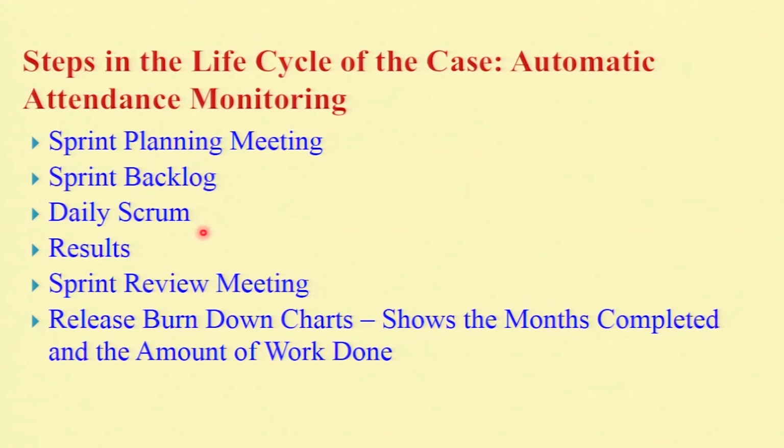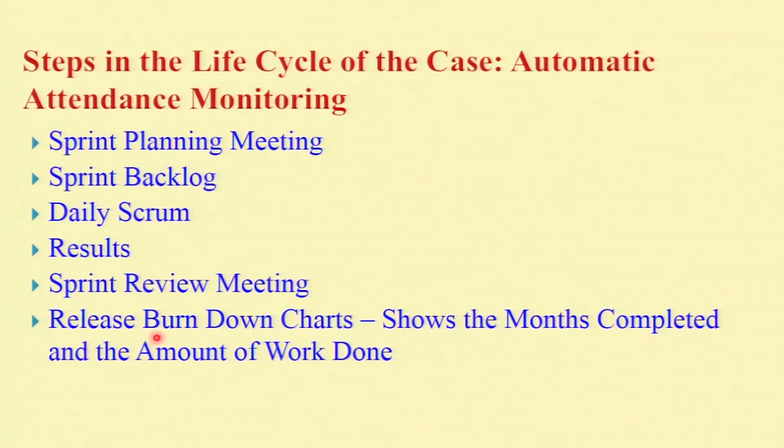Then the next one is the daily scrum. As far as daily scrum meetings are concerned, what did you do yesterday, what are you going to do today, and what are the hindrances or obstacles that come up in the way wherein you cannot continue. These are the 3 questions that will be asked in the daily scrum meeting. Then we will be having the results, and after completing anything, we need to review it. That is called the sprint review meeting. And then we will be having release burn down charts. A release burn down chart shows the months completed and the amount of work done in that particular month.